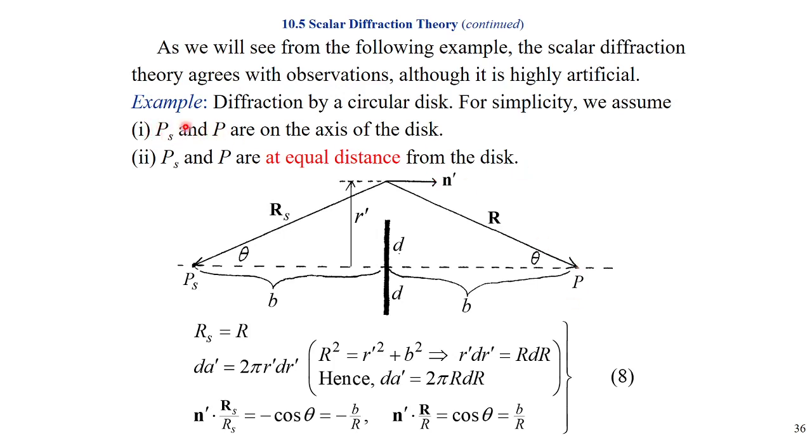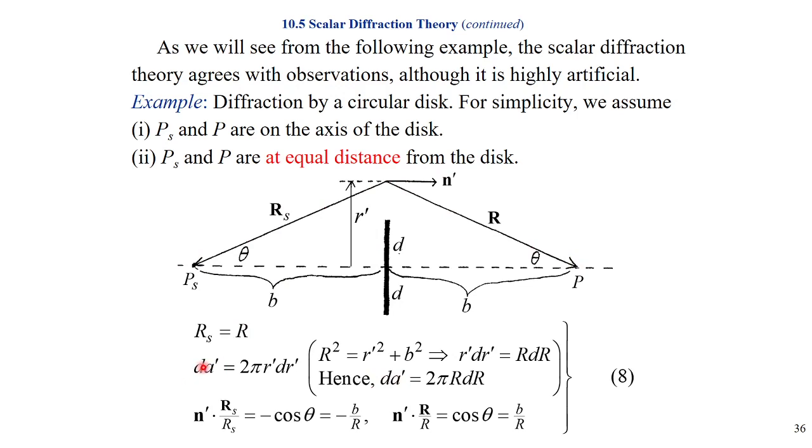And we assume PS and P are on the axis of the disk. This is the axis of a circular disk, just like the z direction. And PS and P are at equal distance. So here the distance is b. From here to here, the distance is b again. And on the axis, so this is the radius. Okay, so Rs equals R because on the axis, this point to the source and this point to the source are the same.